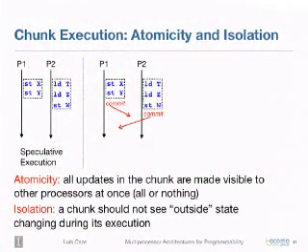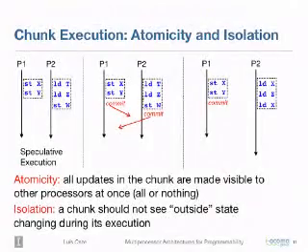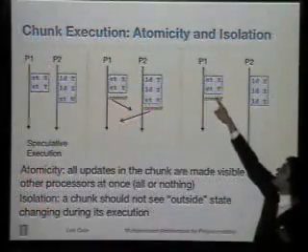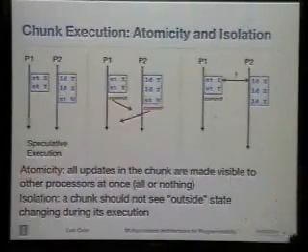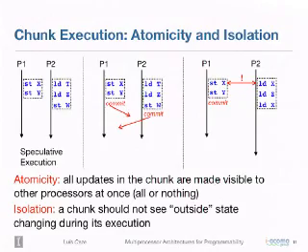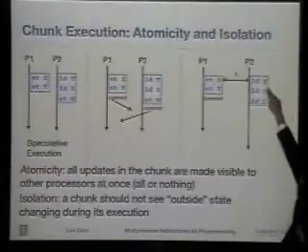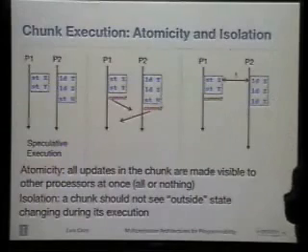Now let's look at isolation. Isolation can be informally defined as: a chunk should not see outside state changing during its execution. So here, if we have the two processors again, P1 executed, stored X and Y and committed. Now P2 is also executing a chunk. And note that here I loaded X twice. This is a simple way to show isolation, which is that loads to a variable inside a chunk should always return the same value. So reads should be repeatable.